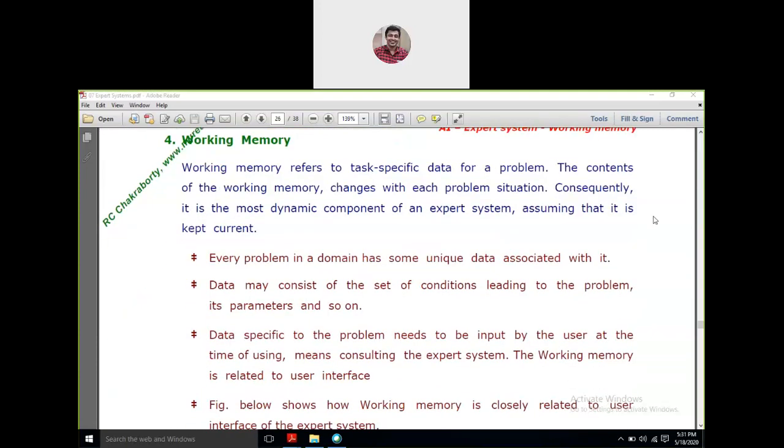Next one is the working memory. I'll be finishing up with the working memory and expert system shells tomorrow.